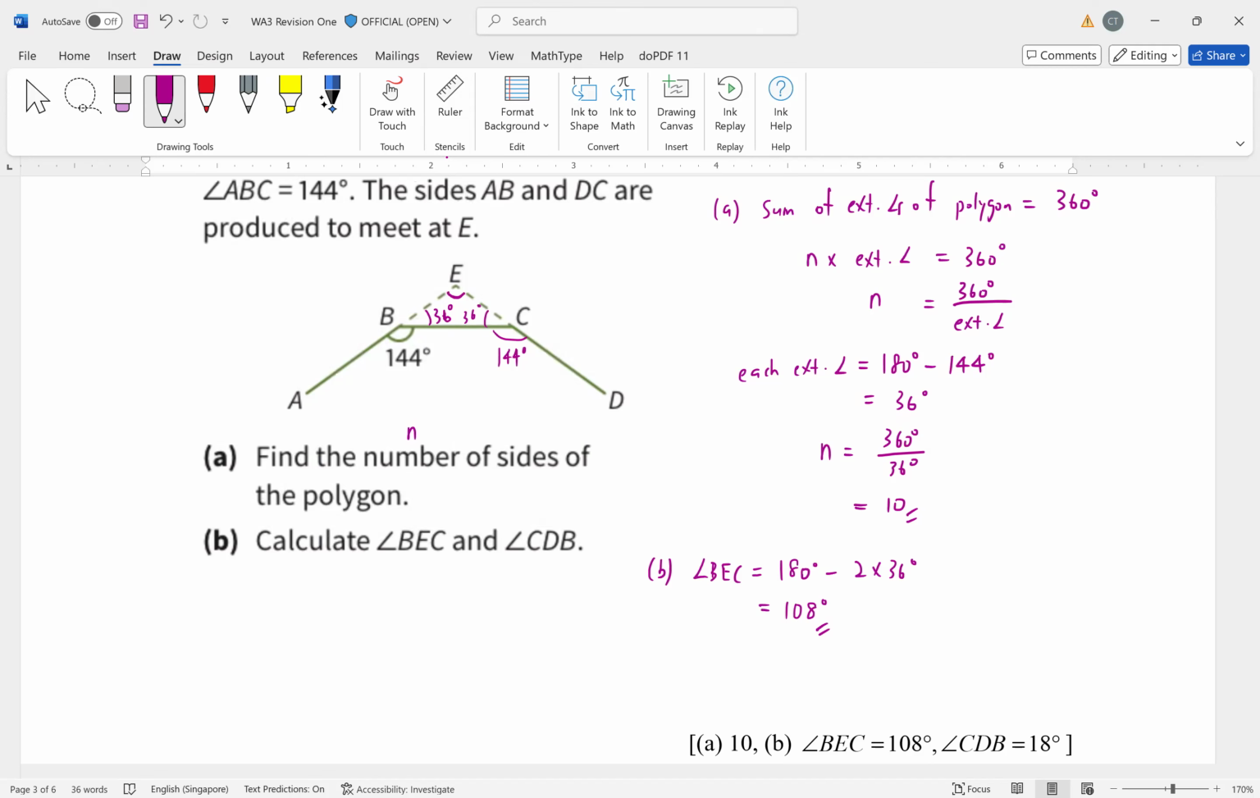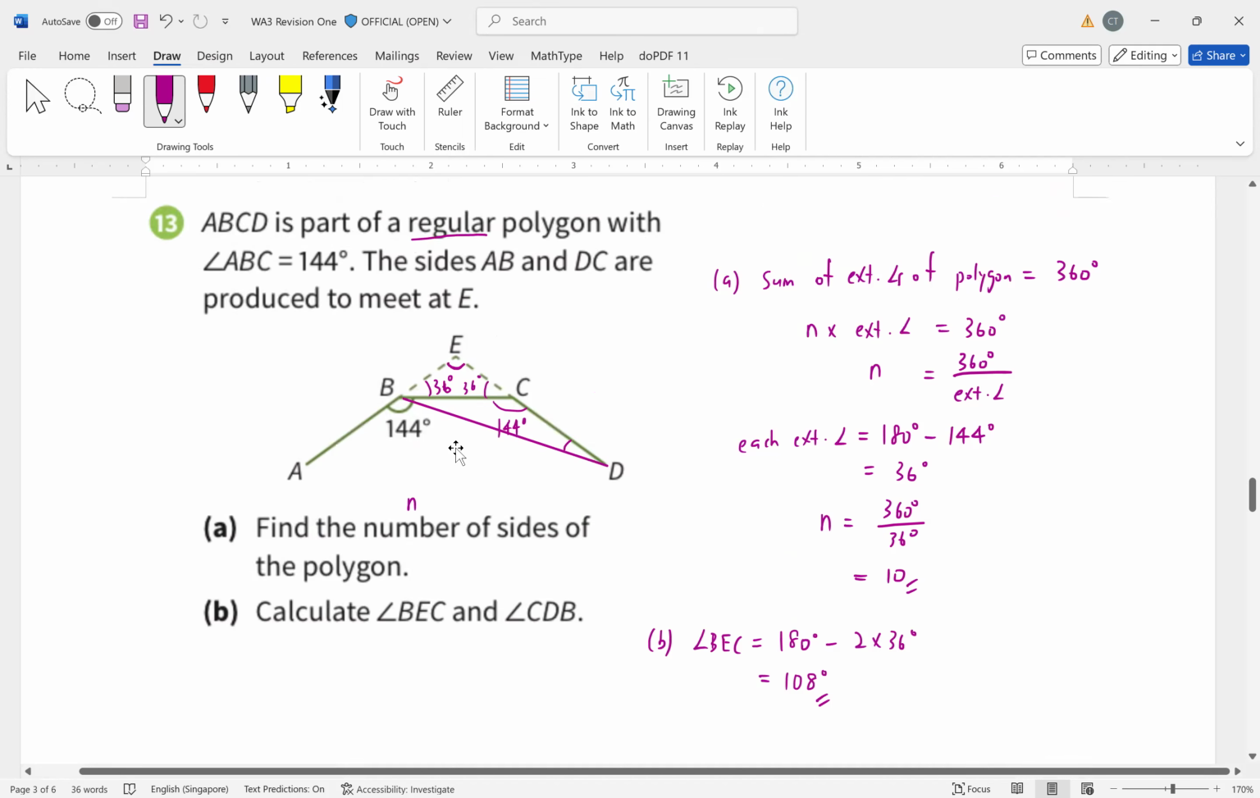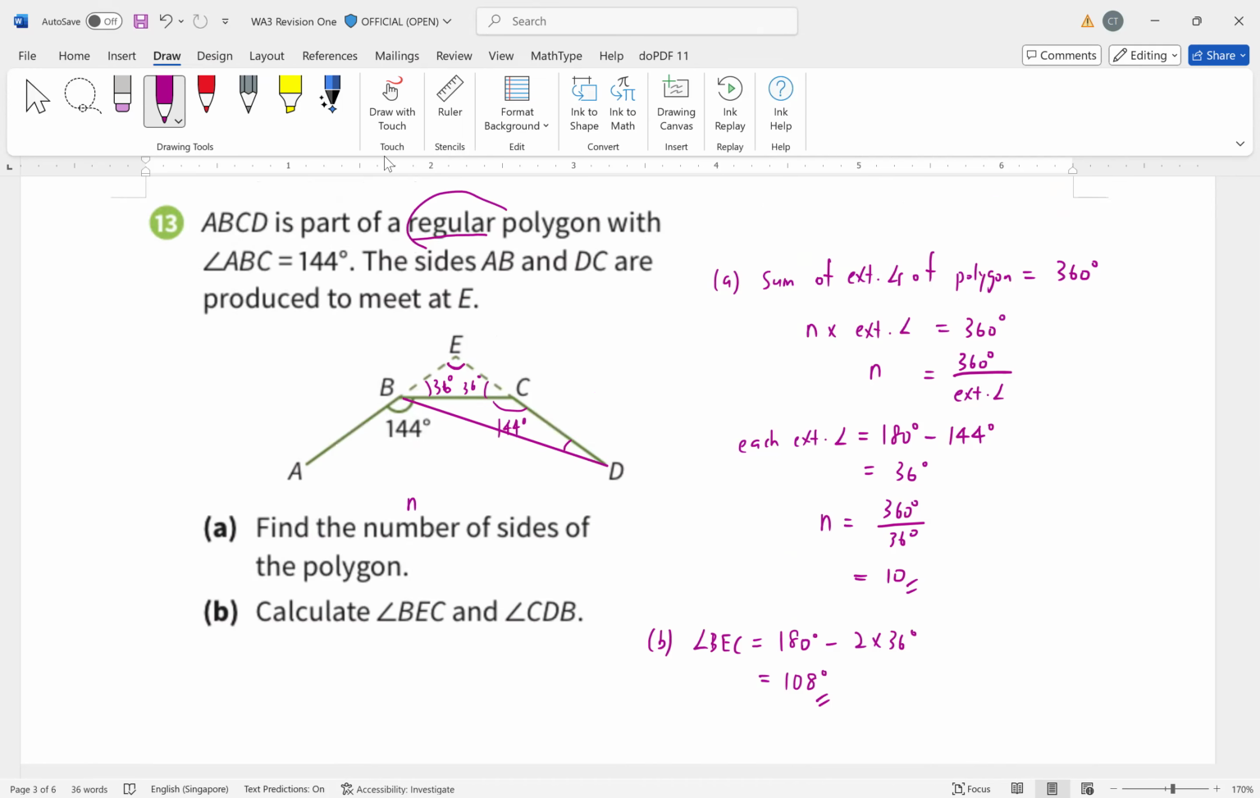The next one is they want us to find angle CDB. For this question, we need to add in a line over here, because for CDB we need an additional line. So this is the angle that they want us to find. Always remember that this is a regular polygon, so this means that all the sides have the same length.